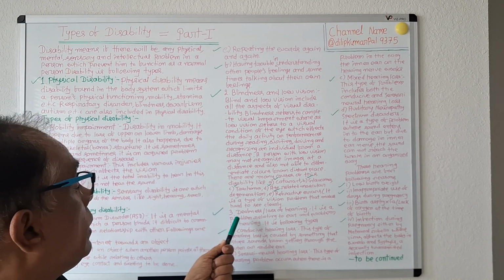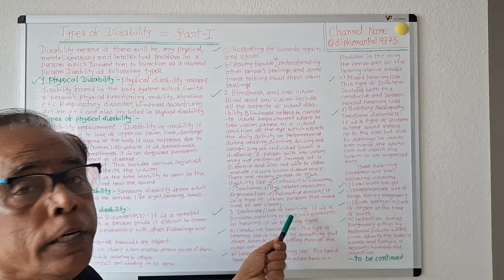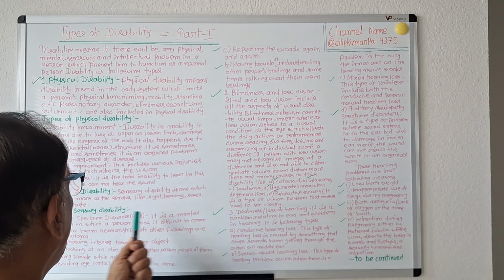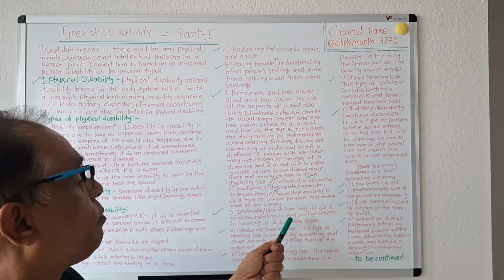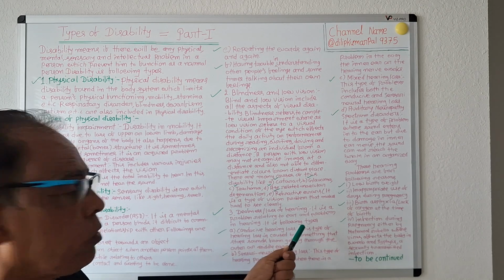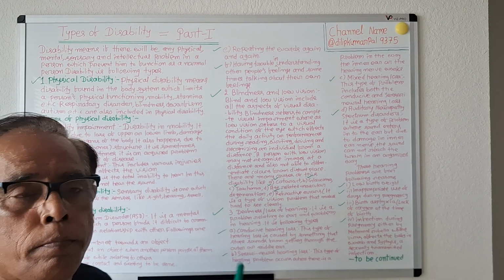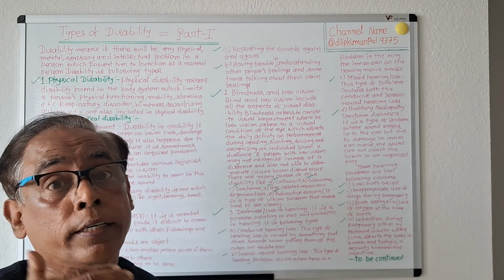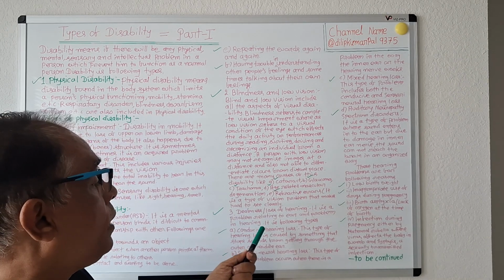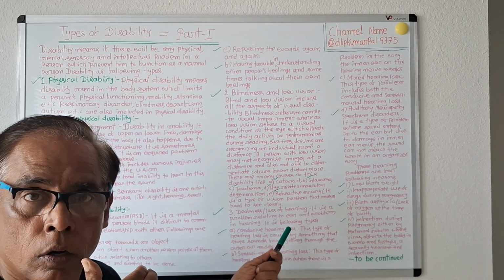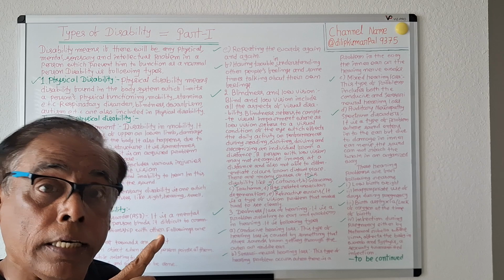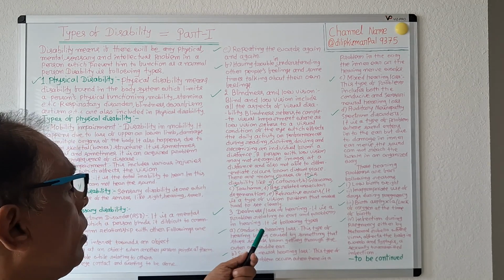Number three, deafness or loss of hearing. It is another type of sensory disability. Deafness or loss of hearing is a problem relating to the ear or problem in hearing. It is known as deafness or loss of hearing. It is a sensory disability. It has the following types.